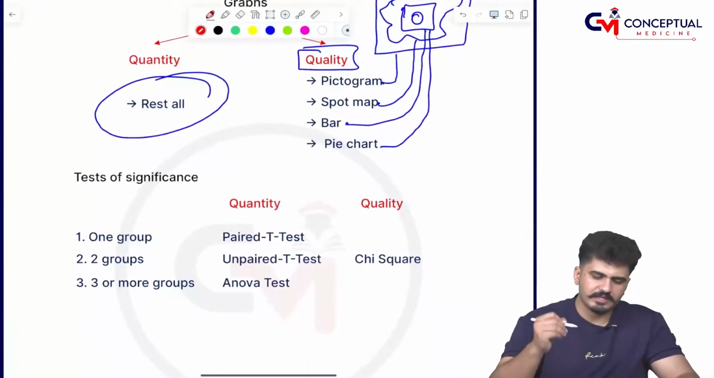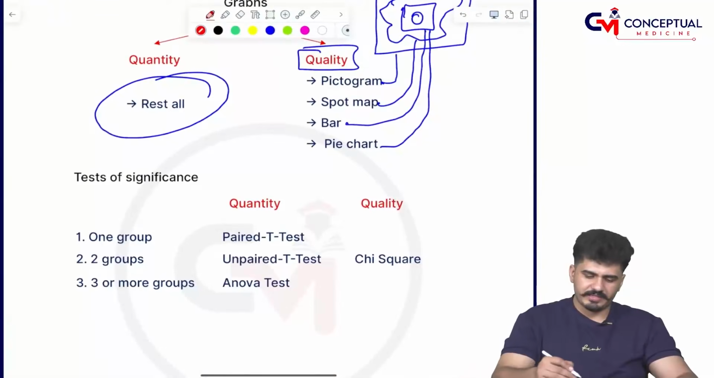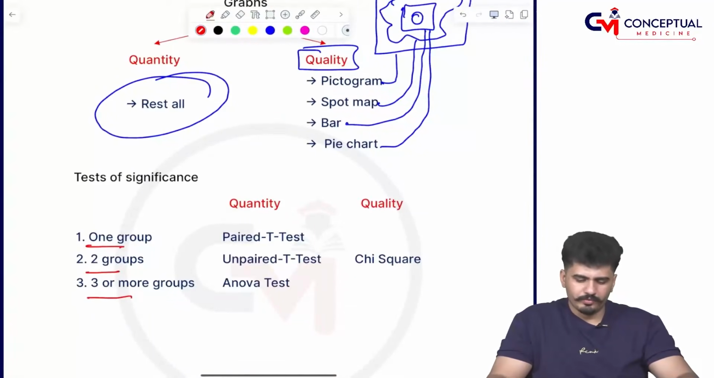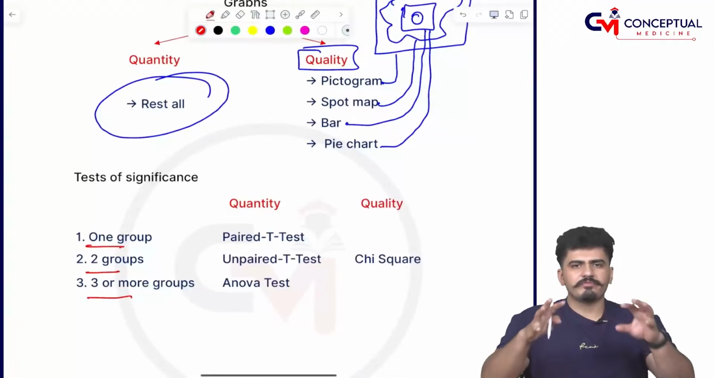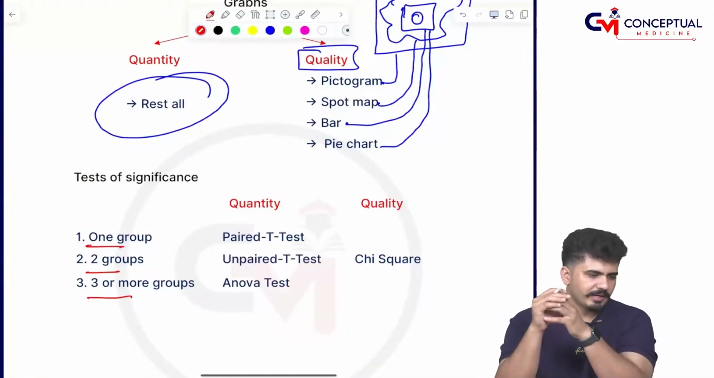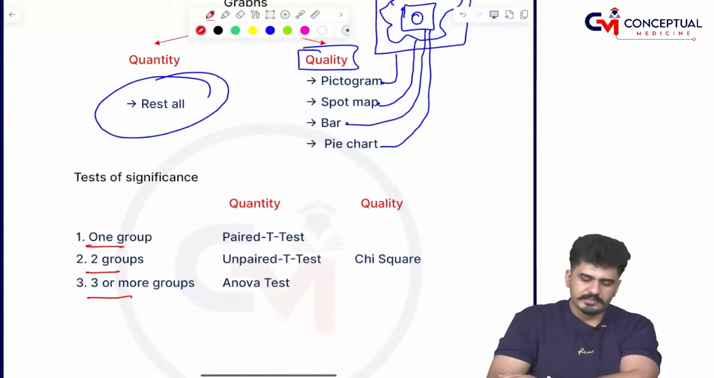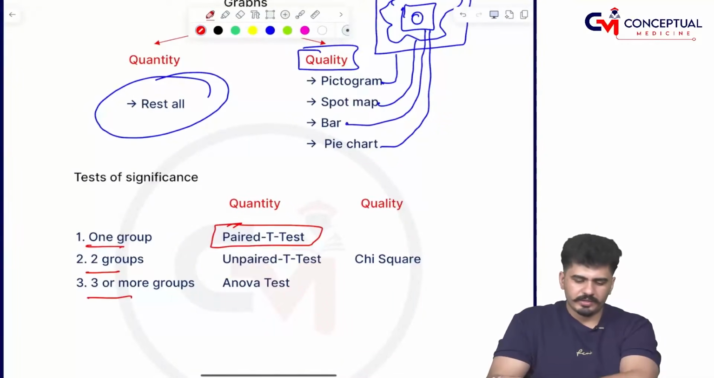Now test of significance, my dear friends. First of all, 1 group, 2 group, and 3 group. What will we do for 1 group? If only 1 group is there, there will be more bonding. So remember, this is the paired t-test, which is done for quantity.